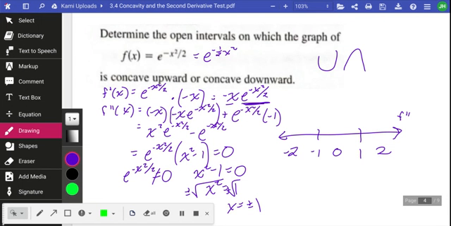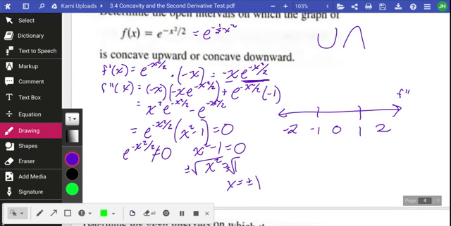You can pick any value to the left of negative 1. If you want to pick negative 100, go for it. You're going to plug those values into the second derivative. Keep in mind, this exponential term is always positive, so it's not going to affect the sign. So really, the only thing affecting the sign, positive or negative, is the x squared minus 1.